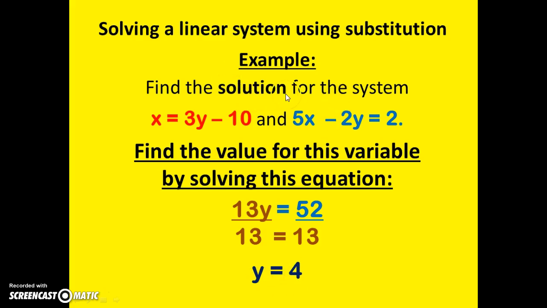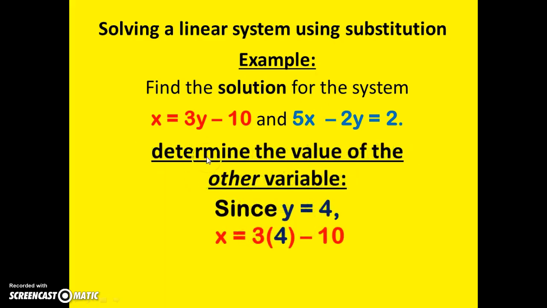Remember, to find the solution to a system, we need to find the y and the x. So we found the y. Now we have to find the x. So the next part, determine the value of the other variable. Well, we have the y. Now we have to find the x. So we're going to use substitution again. This time we're substituting y is equal to 4. So any place we see a y, we can substitute in 4. And if we look at this equation, it's already set up beautifully for us. If we put the y in there, we're going to be able to solve for x.